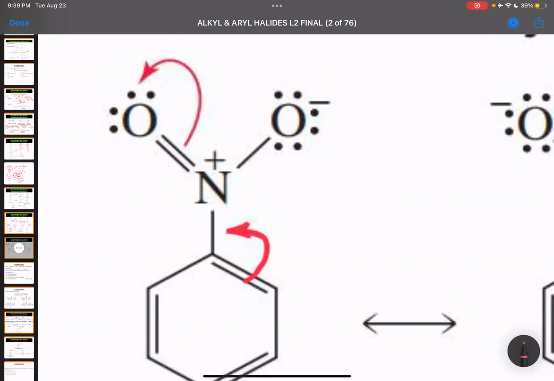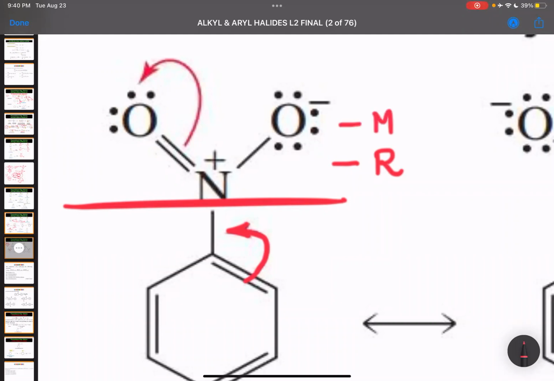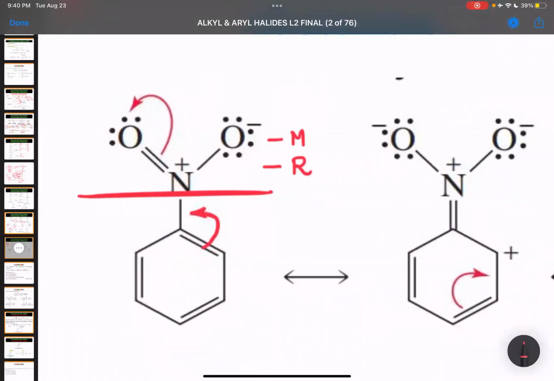And this is called resonance. So this is an electron pulling group, and it is pulling by means of resonance. So electron pulling group, minus R effect, by means of resonance. Is it clear? Or it is also called the minus M effect. So how did it affect the electron densities on the benzene ring?